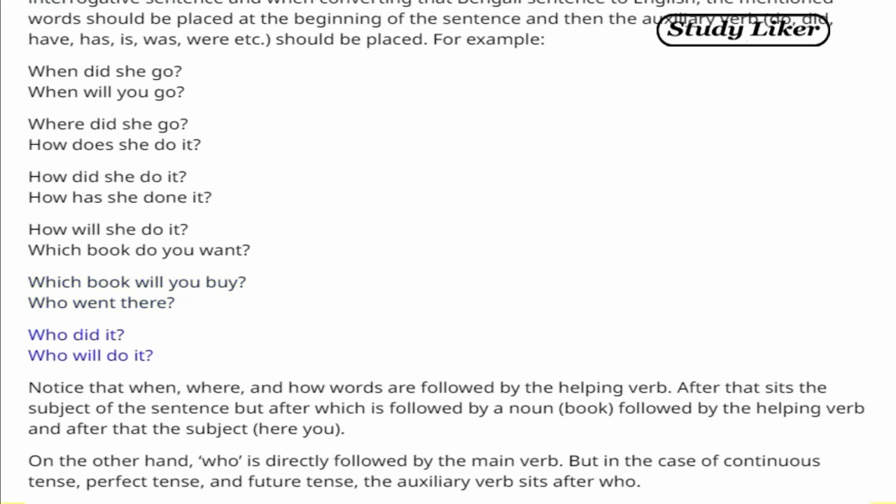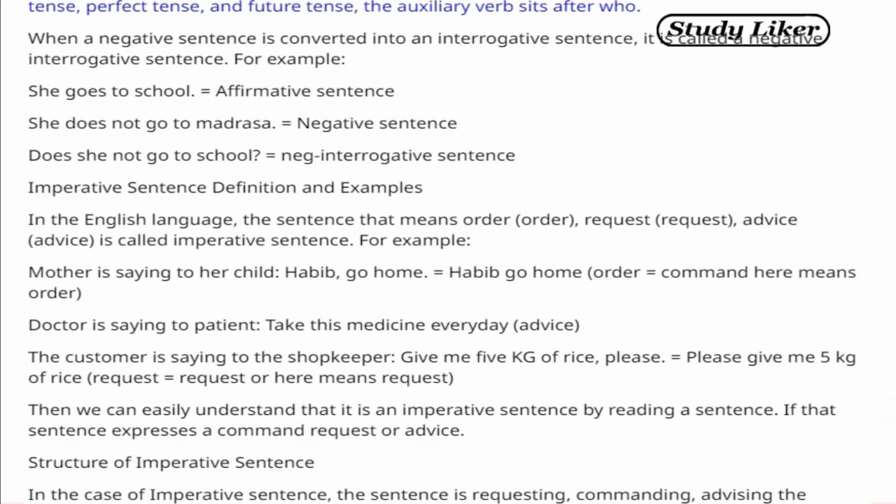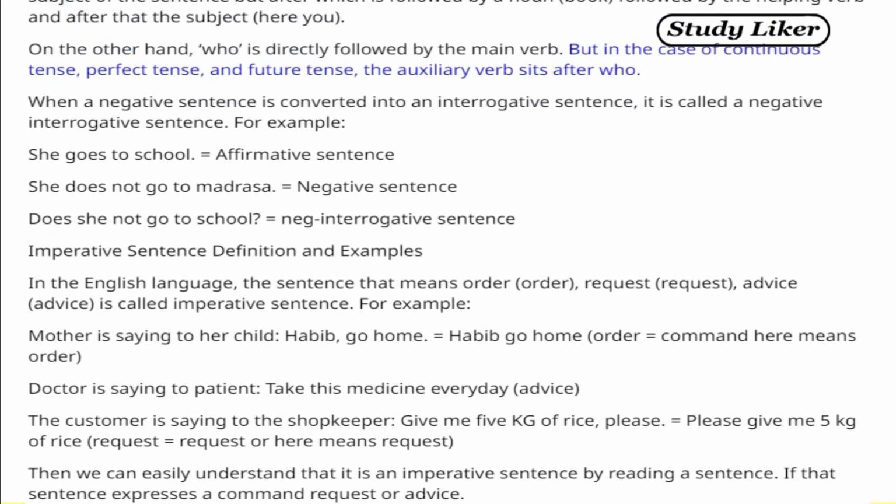Who will do it? Notice that when, where, and how words are followed by the helping verb. After that sits the subject of the sentence. But after which is followed by a noun, book, followed by the helping verb and after that the subject, here you. On the other hand, who is directly followed by the main verb. But in the case of continuous tense, perfect tense, and future tense, the auxiliary verb sits after who.